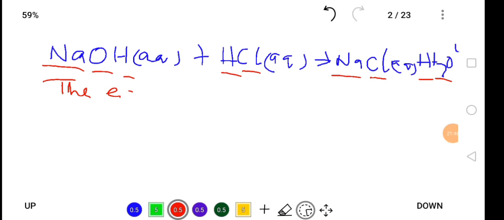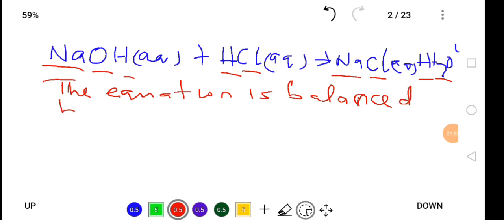meaning we are going to say the equation is balanced by inspection. Why am I talking about this statement? This statement is very important in your exam. This is the only way you are going to tell your examiner that you checked the equation and you discovered that the equation was already balanced.